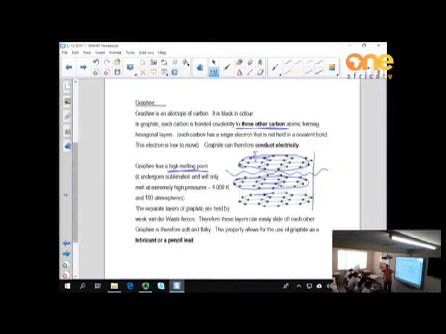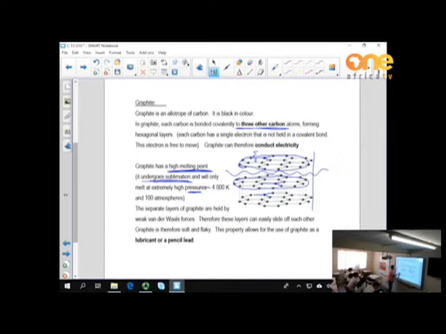Okay, if you want separate carbon atoms. So a high melting point. It also tends to undergo sublimation. And it will only melt at very high pressures, just like diamonds. You understand? 4,000 Kelvin and 100 atmospheres, 100 times atmospheric pressure.